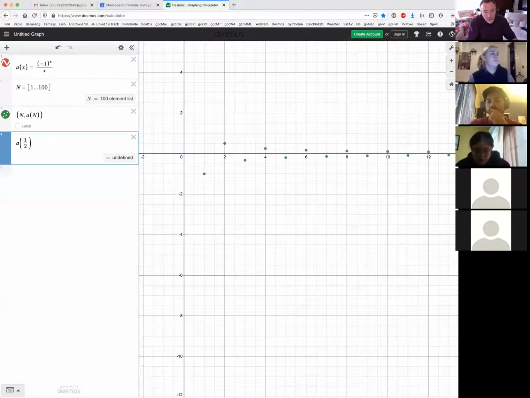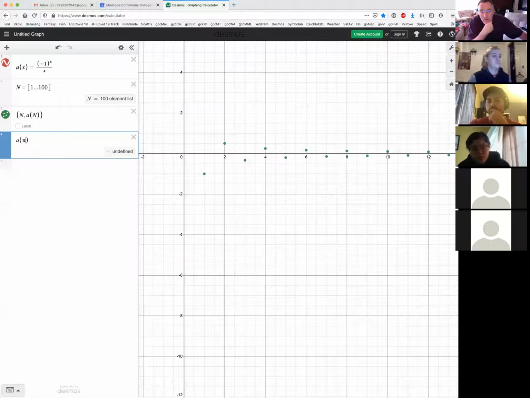Some of them do exist though, don't they? So if I took the cube root, it'd be okay. Yeah. But if I took the 4th root, it wouldn't be okay. So for most of the fractions, I would have a problem. Okay. And what if I did something even crazier, like I took an irrational number and I said, what's -1 to the pi power divided by pi? And well, it doesn't know.